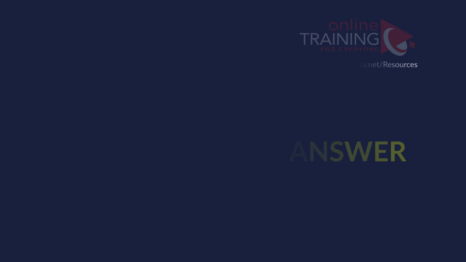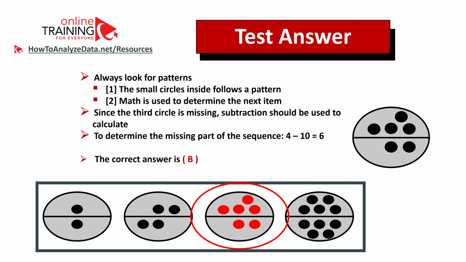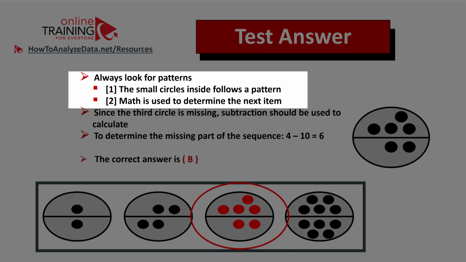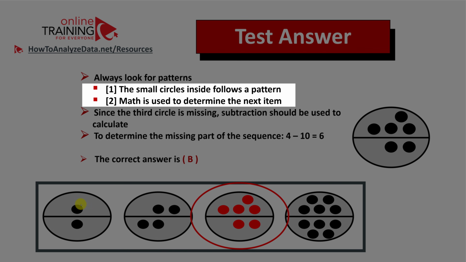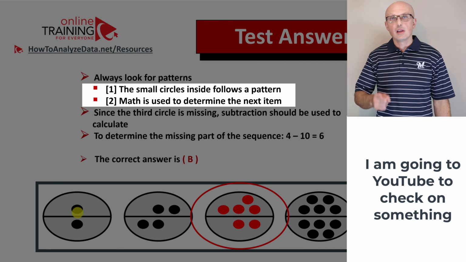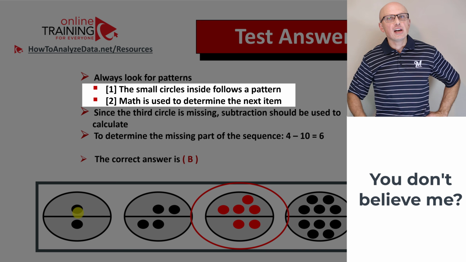Did you figure out the answer? Let's continue to see how we can get to the correct solution together. When solving any type of questions, always look for patterns. And if you look carefully, you will see multiple patterns happening here. The first pattern is there's always a small circle inside the larger oval. And then the second pattern for this particular question is that math is used to determine the next item. And since math is used, we can use calculations to determine the missing part.